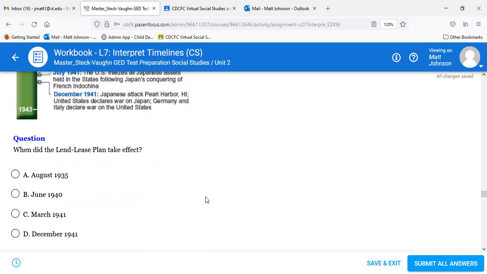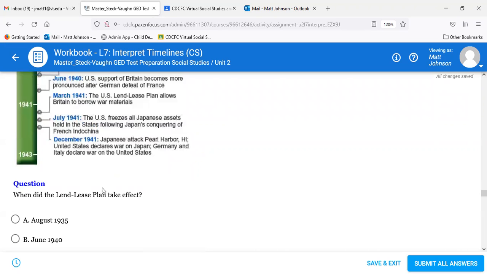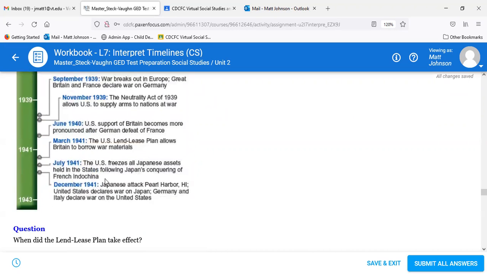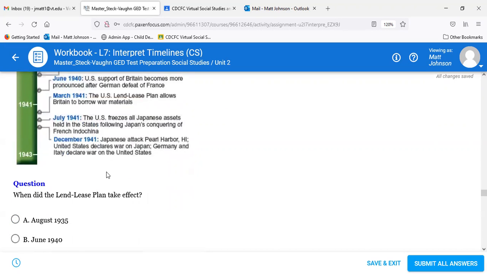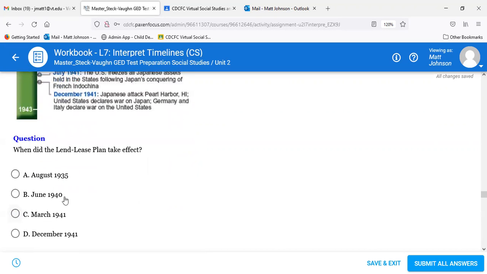When did the Lend Lease plan take effect? A, August 1935, B, June 1940, C, March 1941, or D, December 1941. And I got C, March 1941. There you go. Yeah, C as in cat, March 1941.